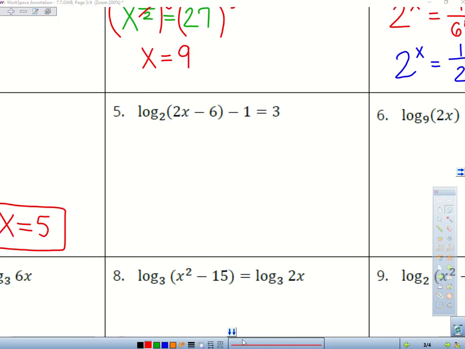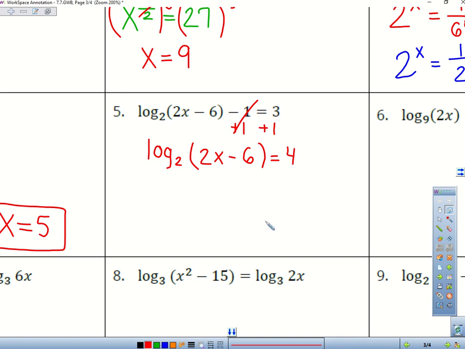Now here, first thing you have to do is make sure that your log is by itself. So what do I need to do with that 1? You need to move it to the other side. Good, add it to the other side. That gives me log base 2 of 2x minus 6 is equal to 4. And now, just like before, we use our arrows. 2 to the power of 4 is equal to 2x minus 6. What is 2 to the 4th power?